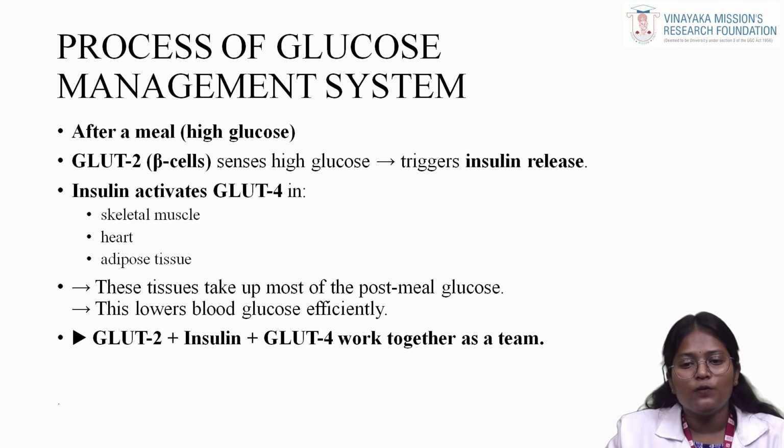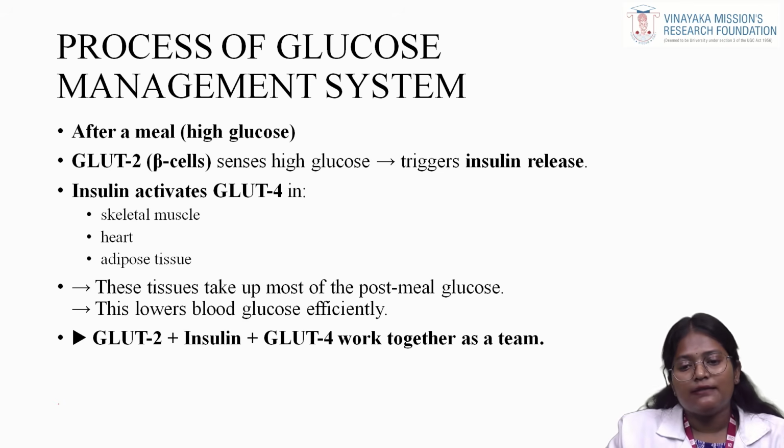So the process of glucose management. After a meal, when we take food, be it breakfast, lunch, dinner, anything, the glucose level will increase. As we primarily rely on carbohydrates, the food we take has quite a large amount of carbohydrates, and these carbohydrates are converted into glucose. After a meal, first the GLUT2 transporters, as I told earlier, present in the kidney, intestine and beta cells. Here we are going to take the beta cells.